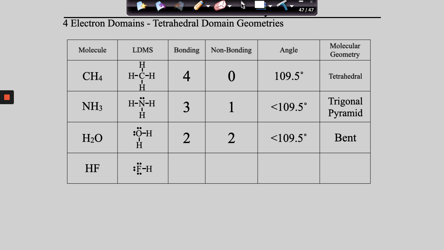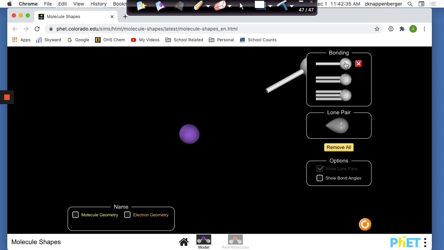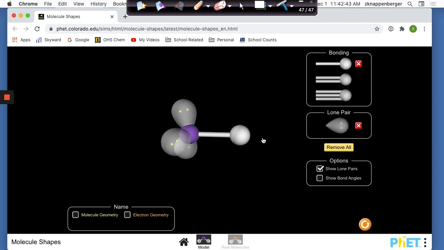That would be HF. HF has 1 bonding domain. HF has 3 non-bonding domains. So what does that look like in 3-dimensional space? Well, let's jump over here and take a look. Let's clean this up. Let's put 1 bonding domain on this molecule, and then 1, 2, 3 non-bonding domains. So let me drag this over here. And guys, this is what we end up with. We've got our fluorine, we've got our hydrogen.